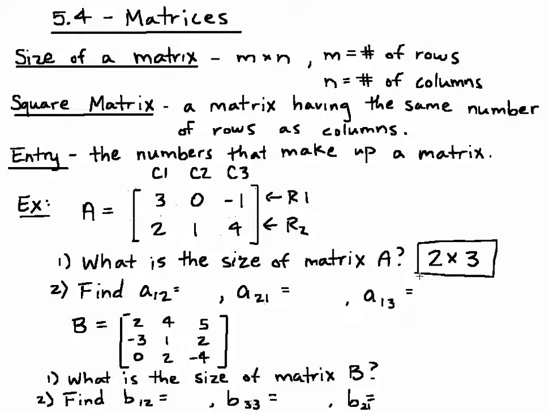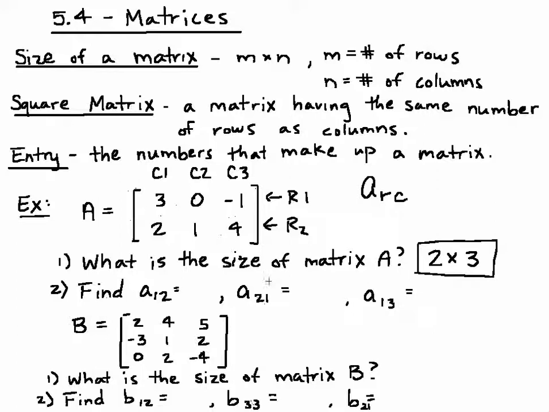On the second part of the example, notice how we are expressing each entry. Since this is the matrix capital A, we're going to call each entry lowercase a. And then it has two numbers beside the lowercase a. The first number tells us the row that it's in, and the second number tells us the column that it's in. So in this first one, it asks us to find A12.